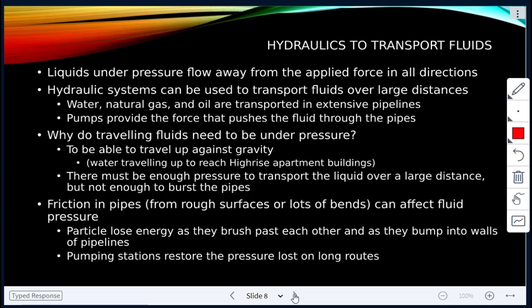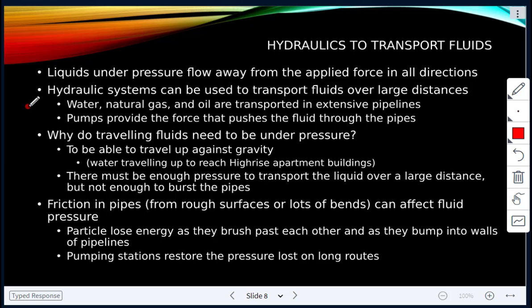All right, so hydraulics to transport fluids. Liquids under pressure flow away from the applied force in all directions. So hydraulic systems can also be used to transport fluids over large distances. For example, water, natural gas, and oil are all transported in these extensive pipelines. And there are pumps as well that provide the force that pushes the fluid through the pipes.